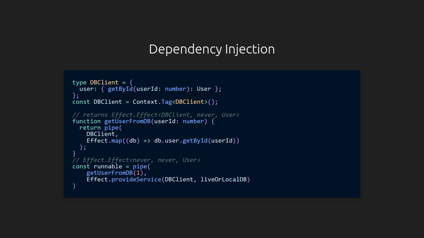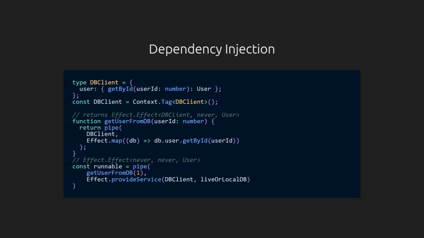In effect, a tag is a placeholder for a dependency of some type. We can use the tag just as if it was the actual implemented object in our effects without ever actually implementing it. Doing so causes that type to appear in the requirements field of the resulting effect.